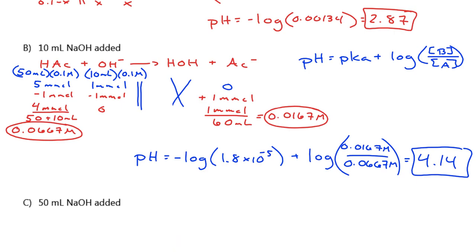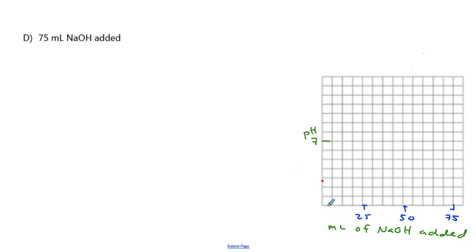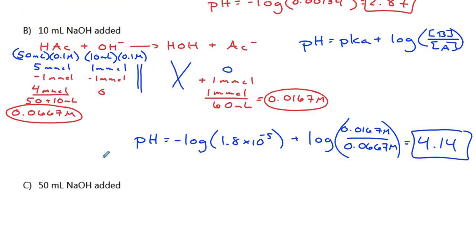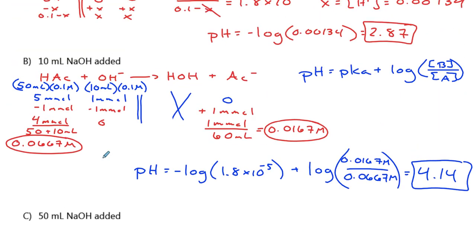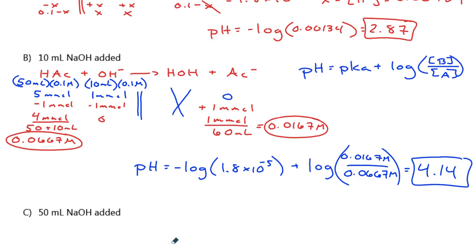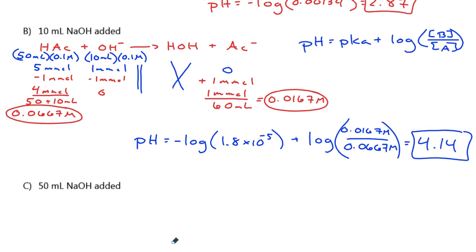So let's go down and plot this now. So I have 10 milliliters, 4.14. So at 10 milliliters, we're going to go right roughly there, 4.14. So 1, 2, 3, 4. So that's going to climb pretty quick. Okay. Again, I would love to do more than these 4 points. You really need about 5 or 6, but I'm just trying to show you the main parts of this.